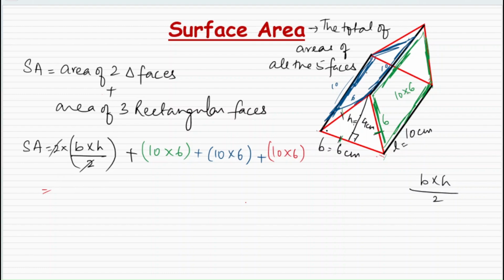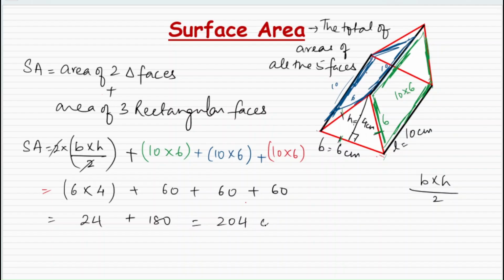What is the base of the triangle? 6. What is the height of the triangle? 4. And 6 times 4 is 24, plus 10 times 6 is 60, 60 and 60. These three 60s added together give me 180. 180 plus 24 is 204 centimeter square. That's the area of this triangular prism.